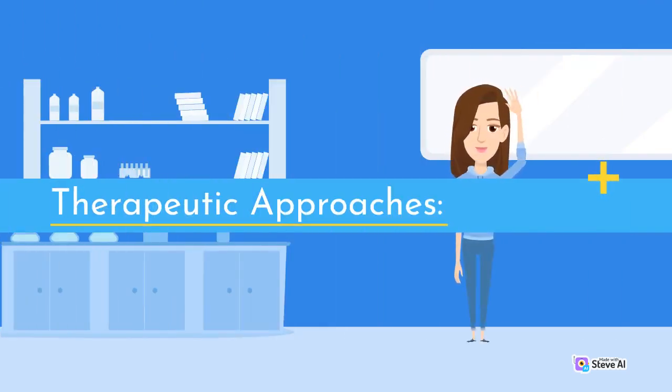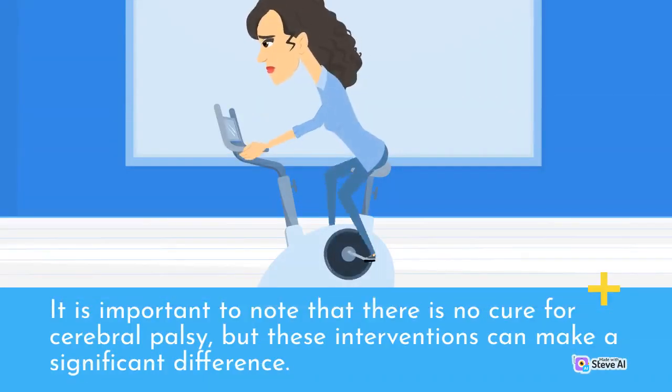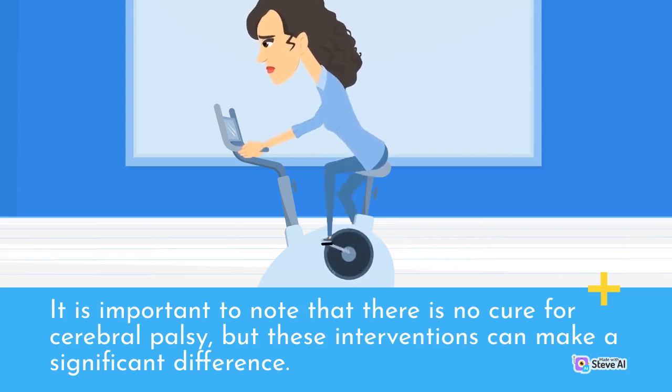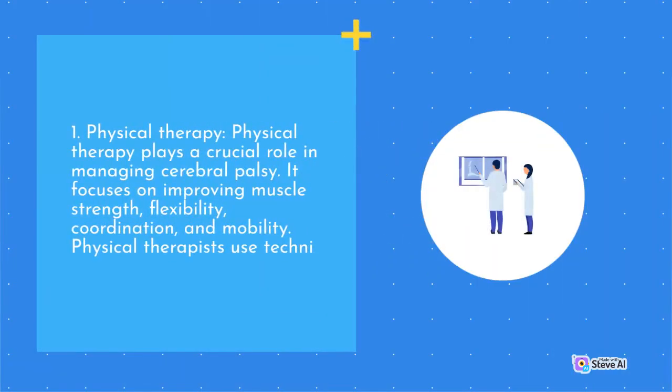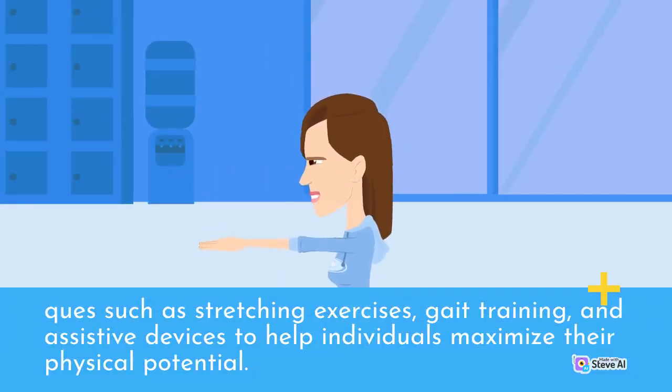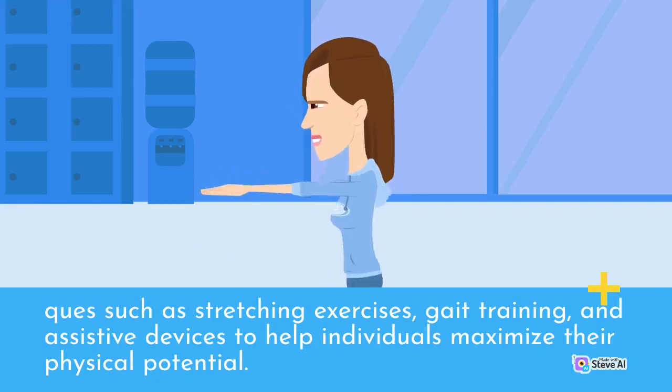Therapeutic approaches. It is important to note that there is no cure for cerebral palsy, but these interventions can make a significant difference. 1. Physical therapy. Physical therapy plays a crucial role in managing cerebral palsy. It focuses on improving muscle strength, flexibility, coordination, and mobility. Physical therapists use techniques such as stretching exercises, gait training, and assistive devices to help individuals maximize their physical potential.